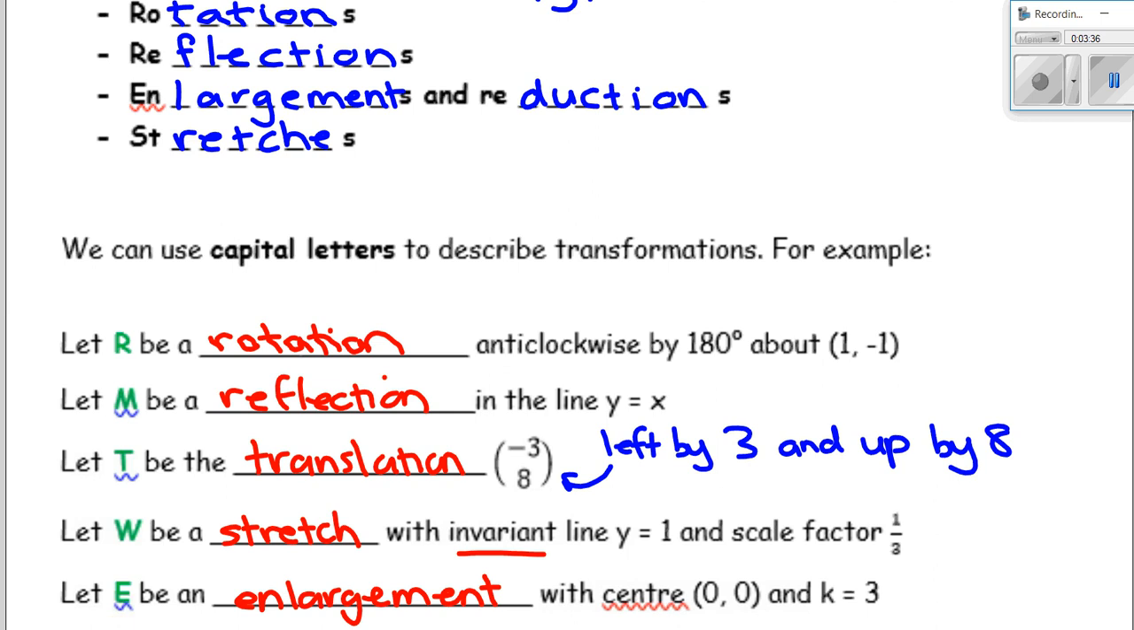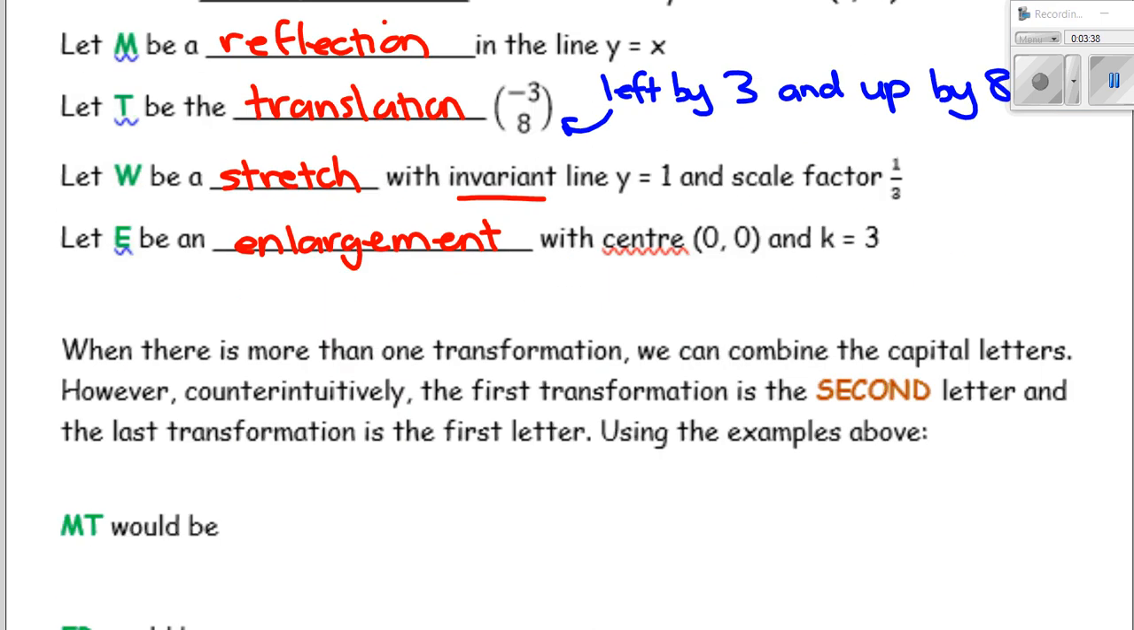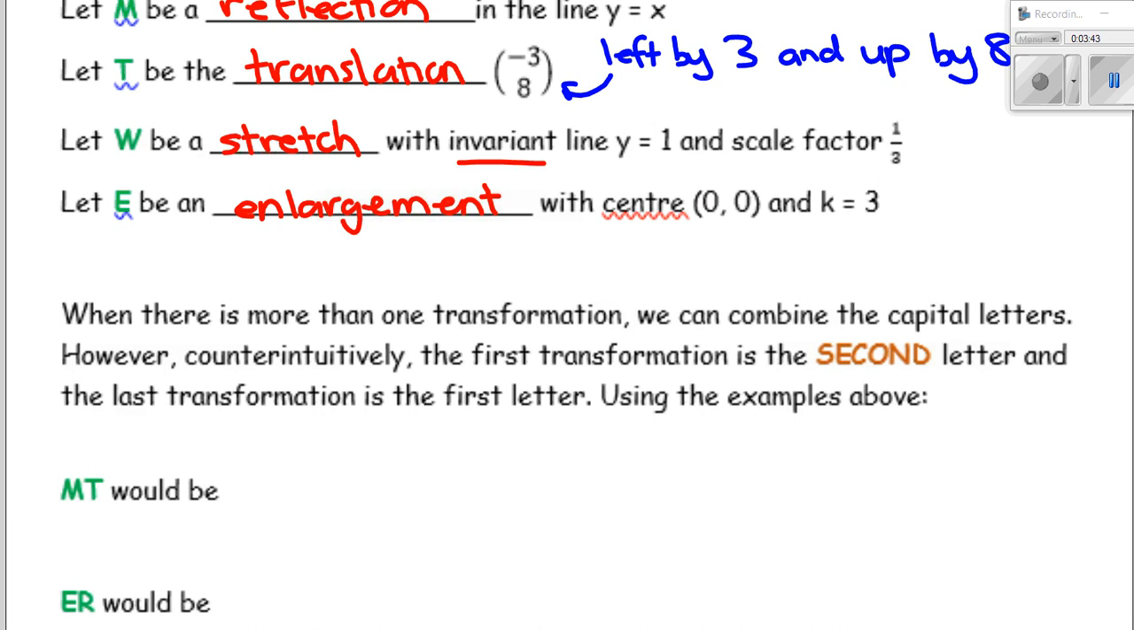Okay, so let's continue right along. When there is more than one transformation, we can combine the capital letters. However, counterintuitively, the first transformation becomes the second letter, and the last transformation that occurs is the first letter, M. So MT, according to the ones above, remember M is a reflection in the line y equals x, and T is a translation of -3, 8, according to the ones I've just made up on the spot above.